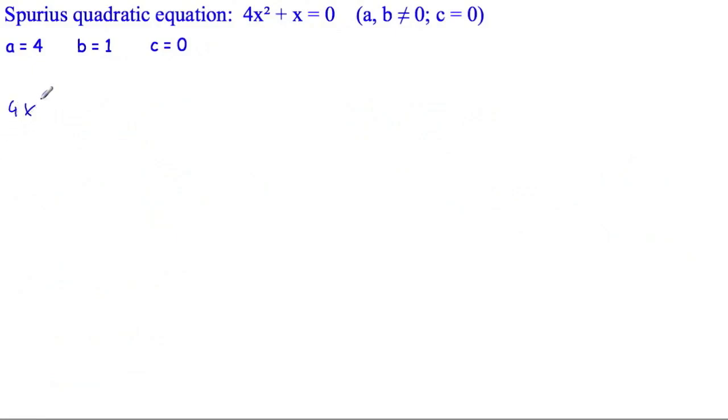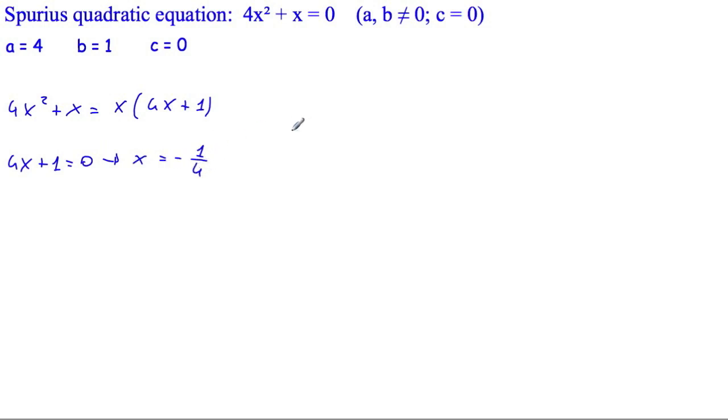4 times x squared plus x is equal to x multiplied by 4x plus 1, which is equal to 0. According to the zero product property, the product of x and 4x plus 1 is 0 if either x or 4x plus 1 or both equals 0. That simply leaves us with a linear equation. 4x plus 1 is equal to 0, whose solution is negative 1/4.